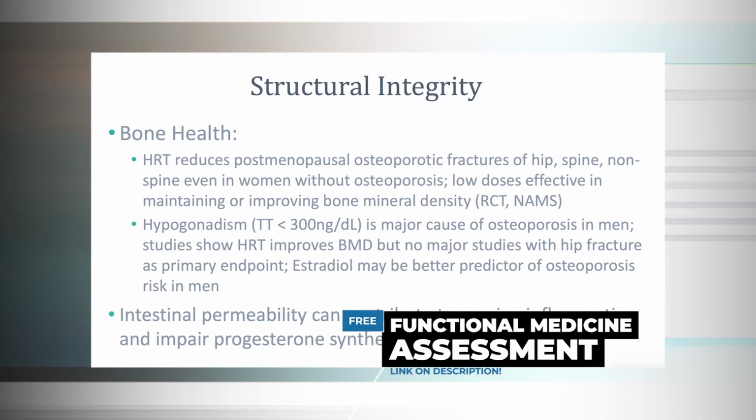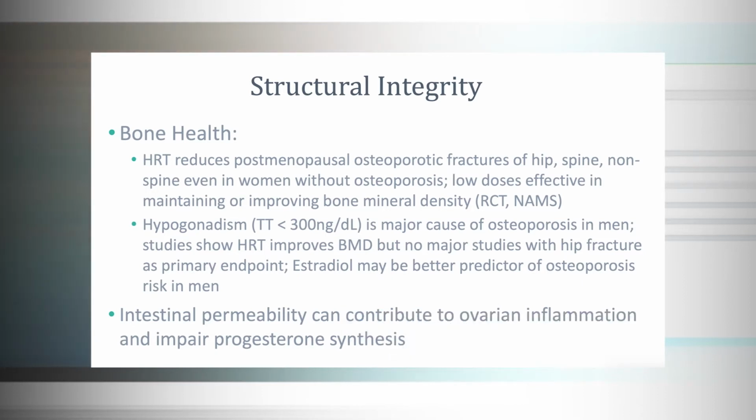And there's a new article out about osteoporosis. This just came out this week about osteoporosis relating to stress hormones. And so there's again a link within the hormone node. Intestinal permeability can cause ovarian inflammation and impair progesterone synthesis.